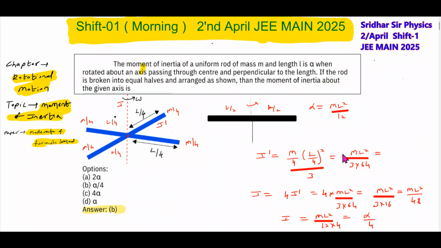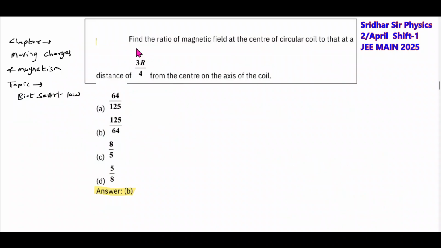Then we'll take the next question. The chapter name is Moving Charges and Magnetism, and the subtopic name is Biot-Savart law. The question asks to find the ratio of the magnetic field at the center of a circular coil to that at a distance 3r by 4 from the center on the axis of the coil. So we have to directly take help of the basic Biot-Savart law.